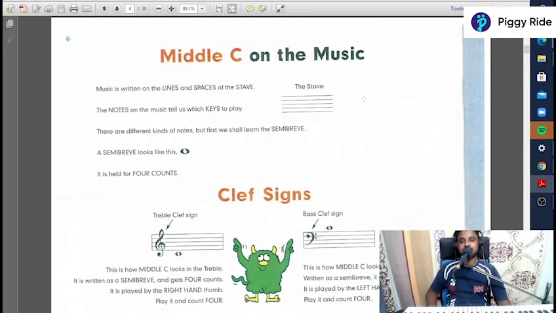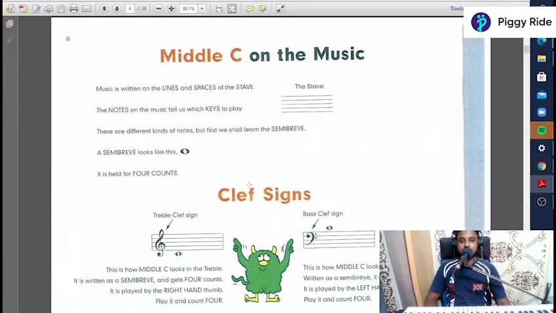So if it is on the second line, that means G, as we discussed before, and the circle can be either in the spaces or on the lines. It can also be on its own line, like the C which we saw before. So C has its own line, with the circle on top of it. And we have seen the semibreve. Semibreve looks like only a circle, and wherever we see a semibreve, we need to play the note for 4 counts.